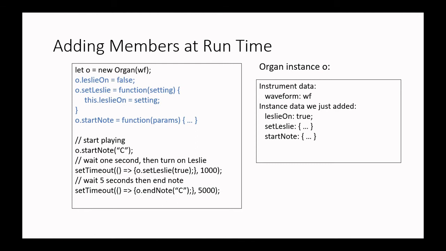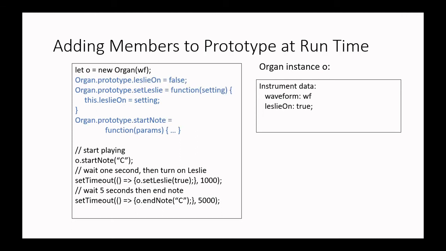Now, what if we decide after we've added a Leslie to this organ that we want every organ we create to automatically come with a Leslie speaker? Instead of adding to the instance, we add a new data member and a new method to the organ prototype. And we also change the definition of start note. Now notice, we've created a new organ here. After we created the organ, we added our things to the prototype, and then we start using it.